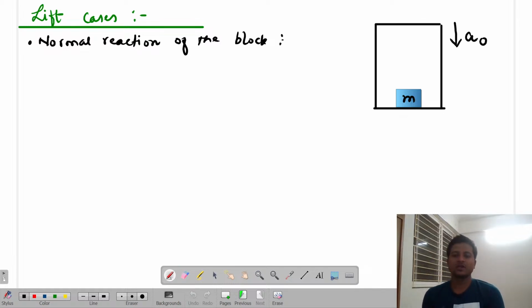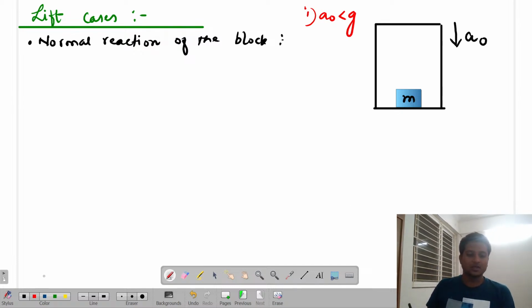Now tell me, what is the normal reaction when the lift is going downwards and the block is kept inside the lift? Is g going to be bigger or a naught going to be bigger? So the first case appears over here: a naught is less than g. Are you able to get me or not?